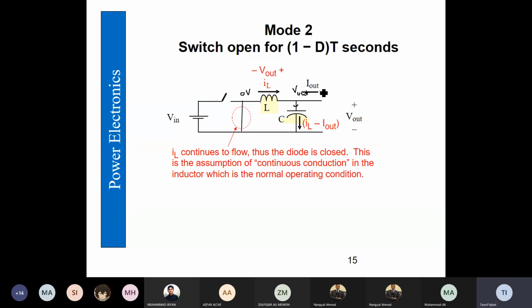So I out is the DC current, and IC is the capacitor current, and from KCL we know that IC is the difference between the inductor current and the load current I out. Okay, we can also call it IDC, I load, or IR. We can name it as we want. So this is basically the output or the DC current.